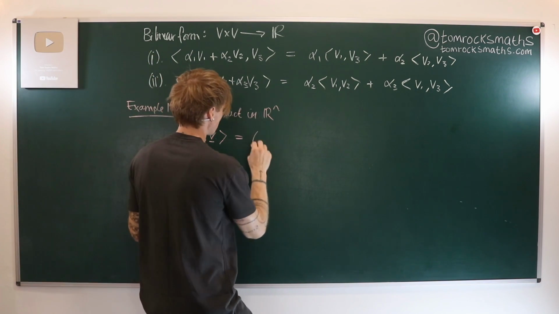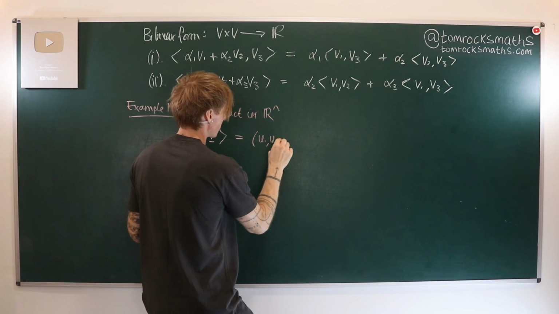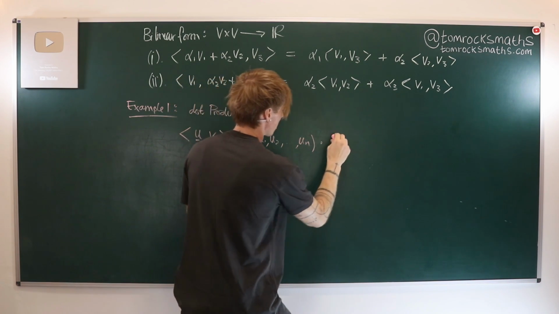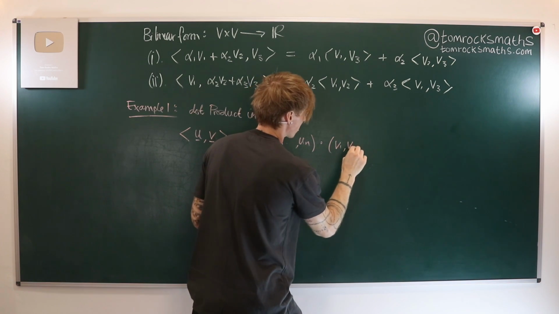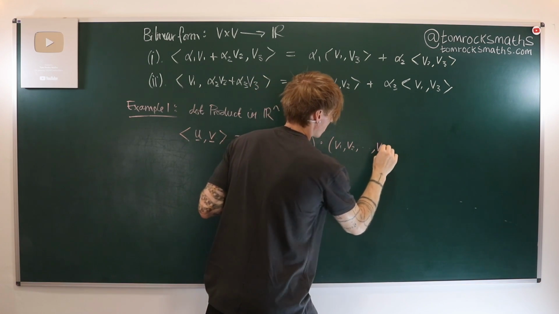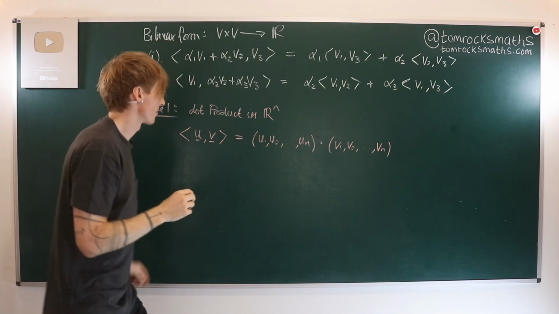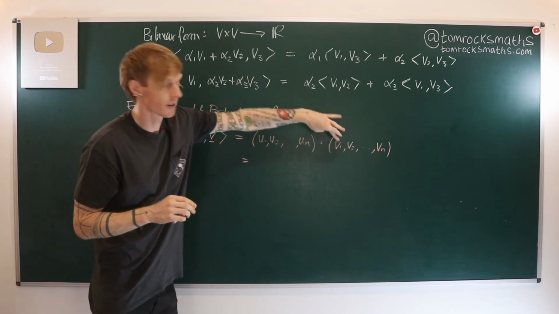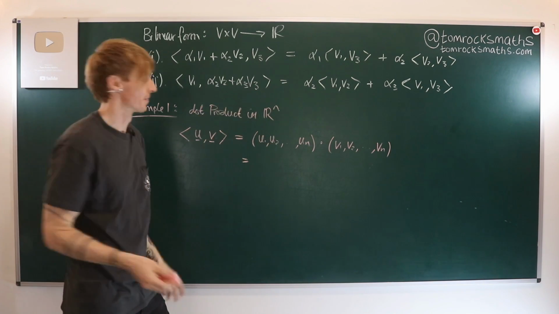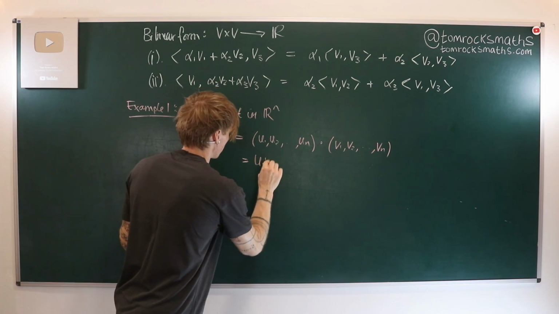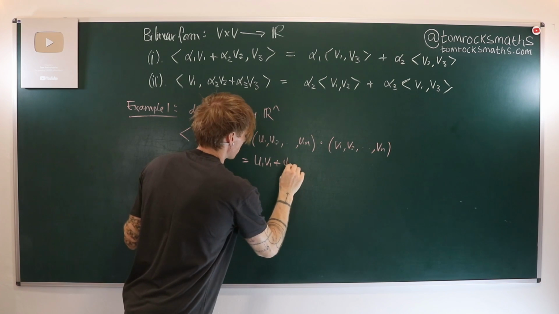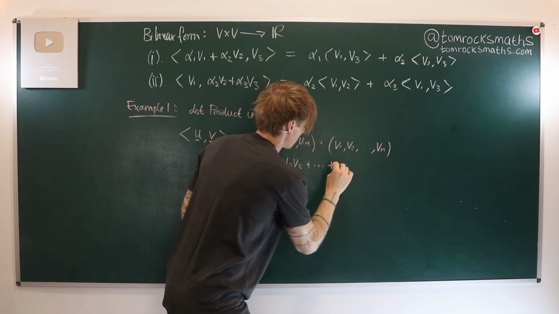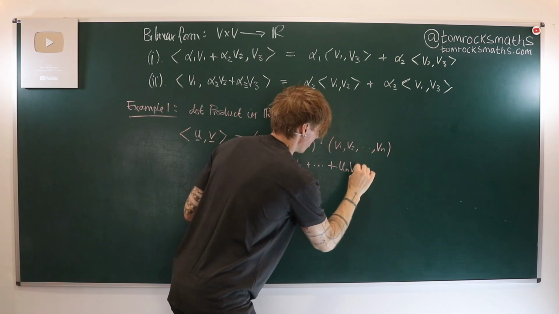So we could say, well, this is just the same as u1, u2, dot, dot, dot, up to the nth entry, dotted with v1, v2, dot, dot, dot, up to the nth entry. And of course, the dot product means we multiply together, component-wise, and then add them. So this would be u1 v1 plus u2 v2 plus dot, dot, dot, plus un vn.